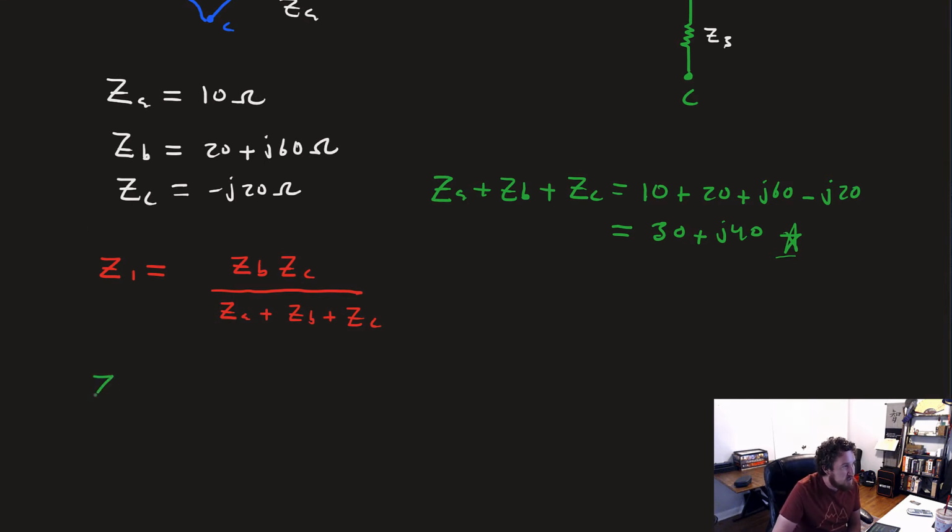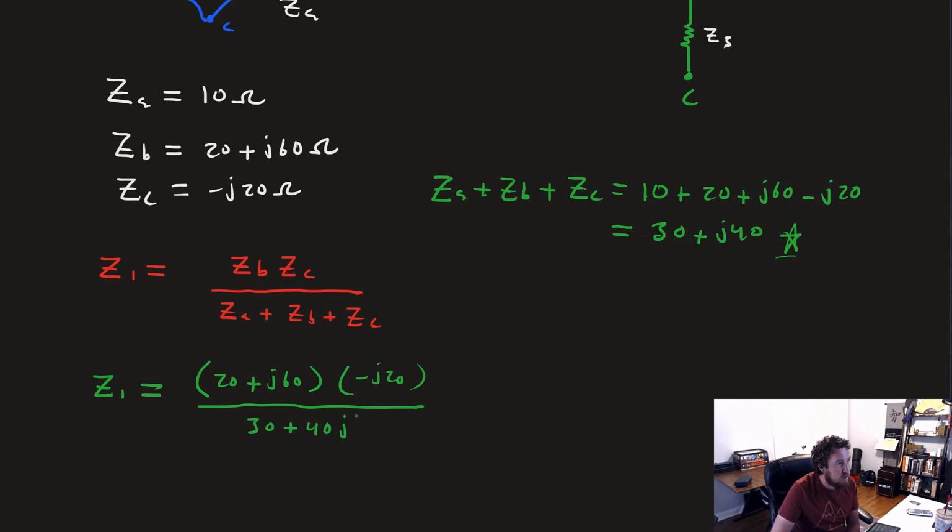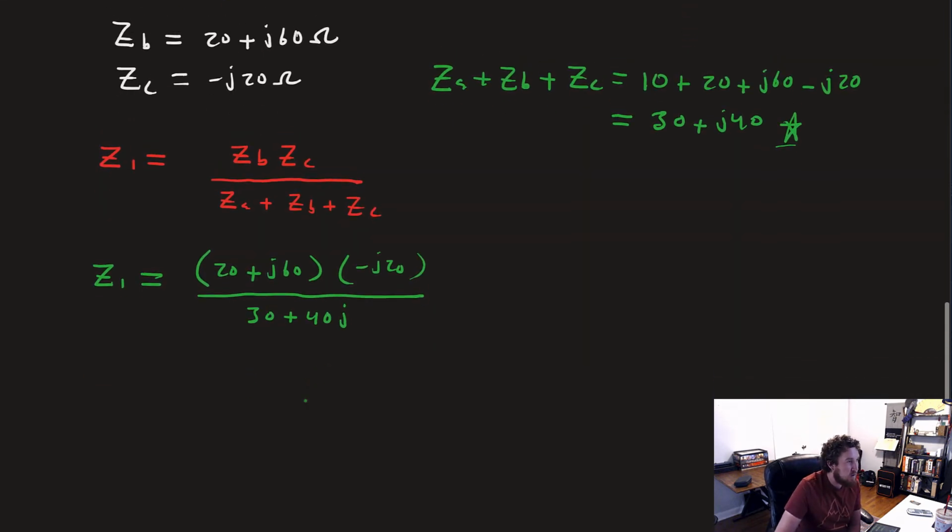So let's see, Z1 is equal to, ZB is 20 plus J60 times ZC, which is minus J20, and it's going to be over our 30 plus 40J. Now we've got Z1, we're going to factor in that top part, so we'll have minus 400J. Ooh, I made a mistake, didn't I?